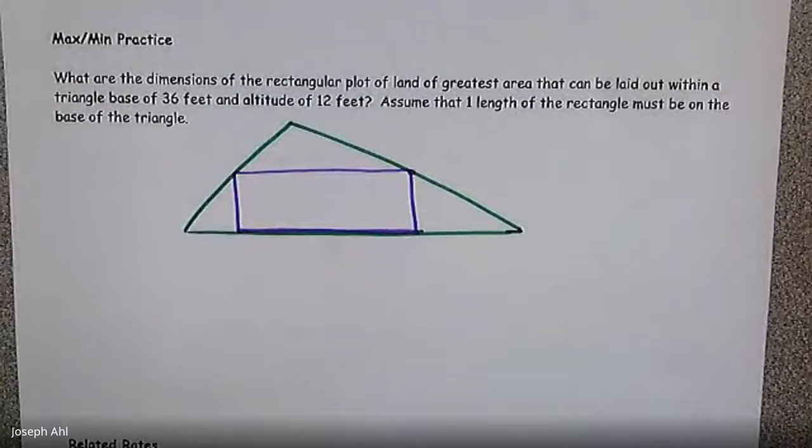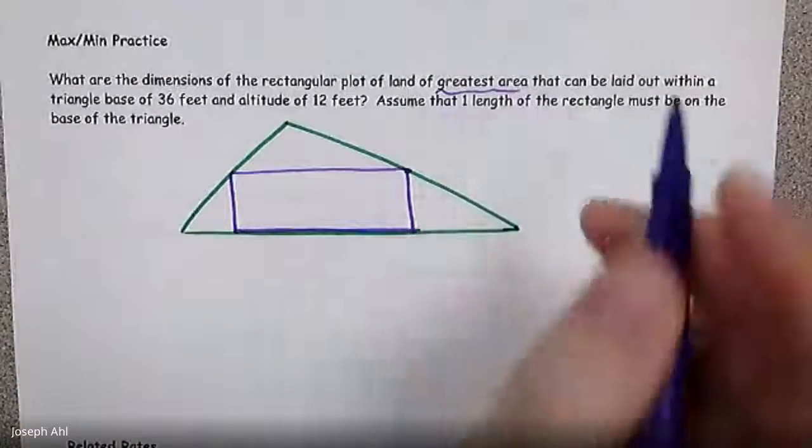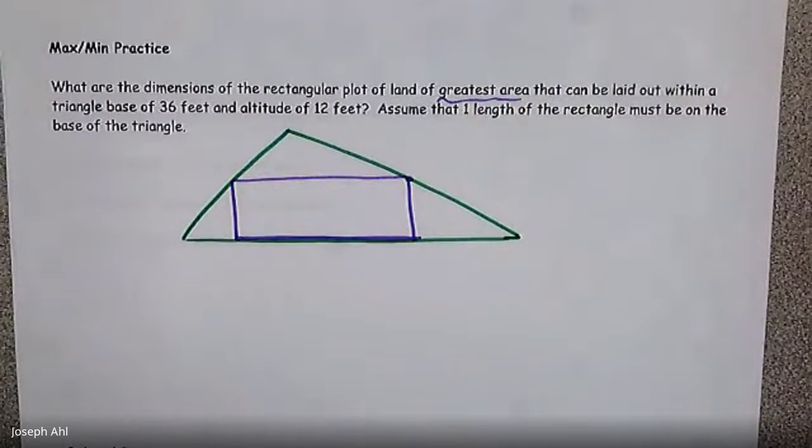So I will start by doing the next question with you, and this is a max min practice question. What are the dimensions of the rectangular plot of land of greatest area? We're trying to maximize area here. The rectangle can be laid out within a triangle with a base of 36 feet and an altitude of 12 feet. Assume that one length of the rectangle must be on the base of the triangle.